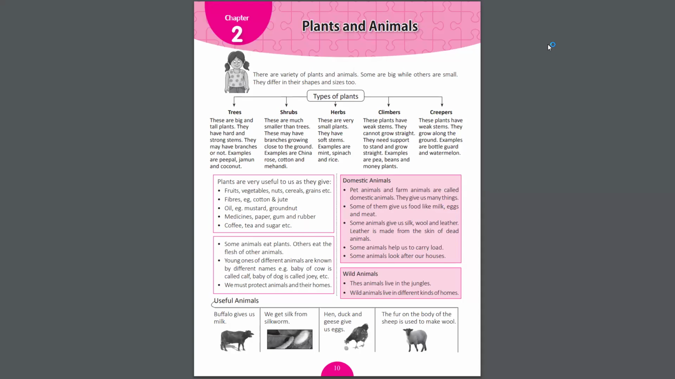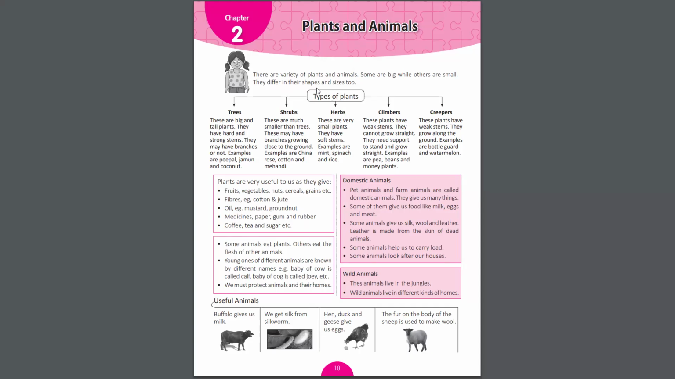So today we are going to do class 2 Olympiad questions, science Olympiad basically. We are going to do the second chapter of science, that is plants and animals. First of all, there is an overview of this chapter and we are going to discuss it, and then after that we are going to do the questions related to this chapter only.